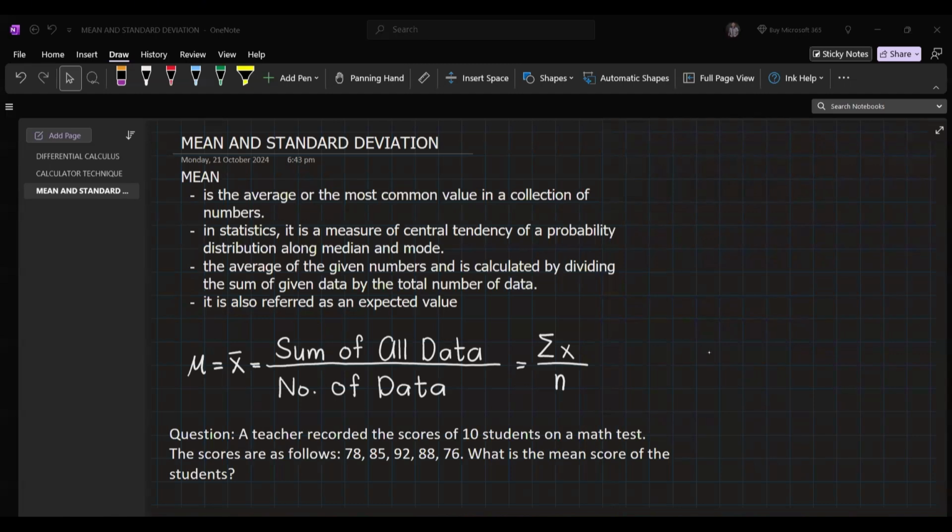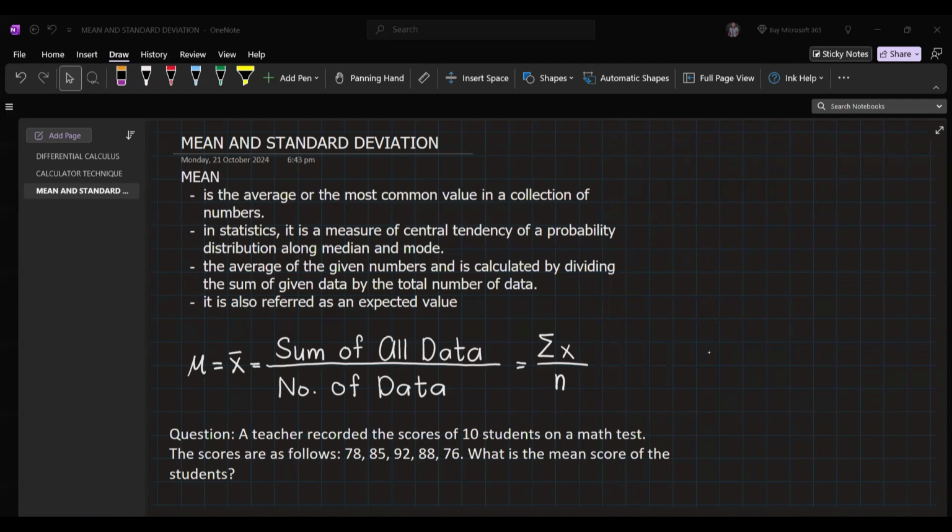Hello everyone. For today, i-discuss naman natin yung calculator technique ng ating mean and standard deviation. So first, discuss muna natin si mean. Si mean is the average or the most common value in a collection of numbers. Sa statistics naman, it is a measure of central tendency of a probability distribution along median and mode.